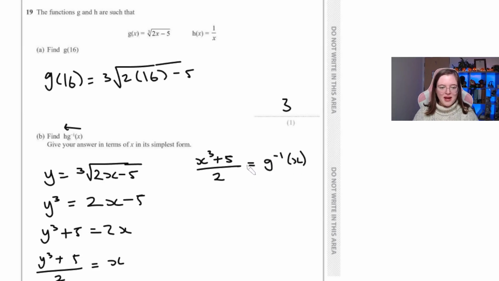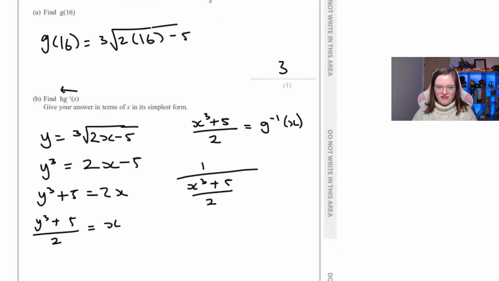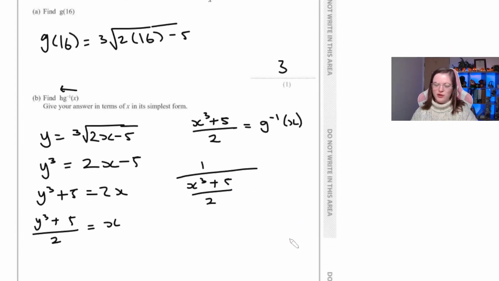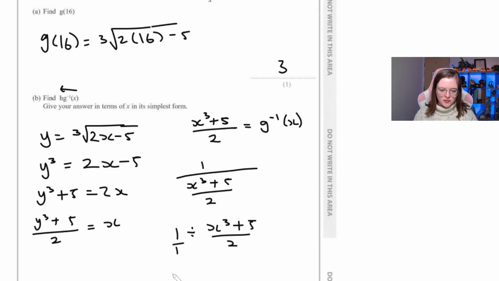Okay. Then I need to put this into h, which is then 1 over all of that: 1 over x cubed plus 5 over 2. Gross. So I'm going to rewrite this. I don't want a fraction in a fraction. Fraction in a fraction is a situation I wish to avoid at all costs. So I'm going to change it to 1 divided by x cubed plus 5 over 2. And then I'm going to do keep, flip, change. So 1 over 1 keeps, flip, 2 over x cubed plus 5, and I'm going to change to multiply to get that.